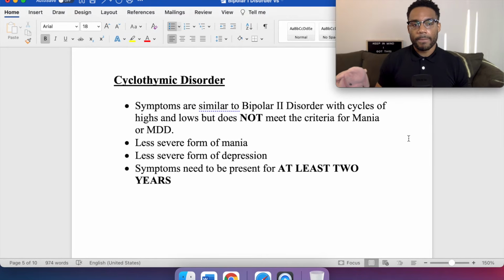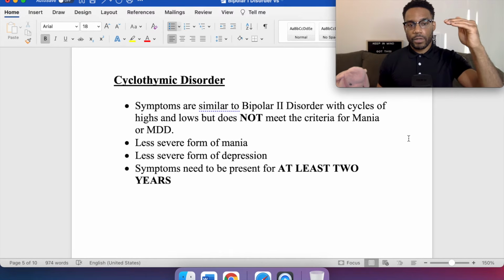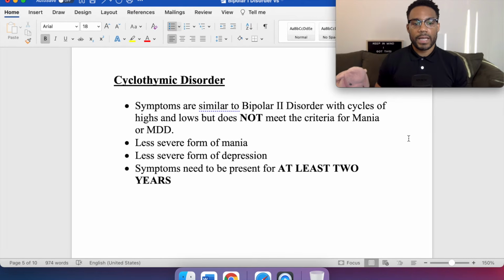And again, bipolar 1 is the most severe, followed by bipolar 2, followed by cyclothymic, because as it states right here in front of us, it's a less severe form of mania and less severe form of depression. On the exam, they're not going to give us every single criteria for each diagnosis so that we can say, oh okay, is that one, because it gave us all of these and that one's not. They're very, very similar.